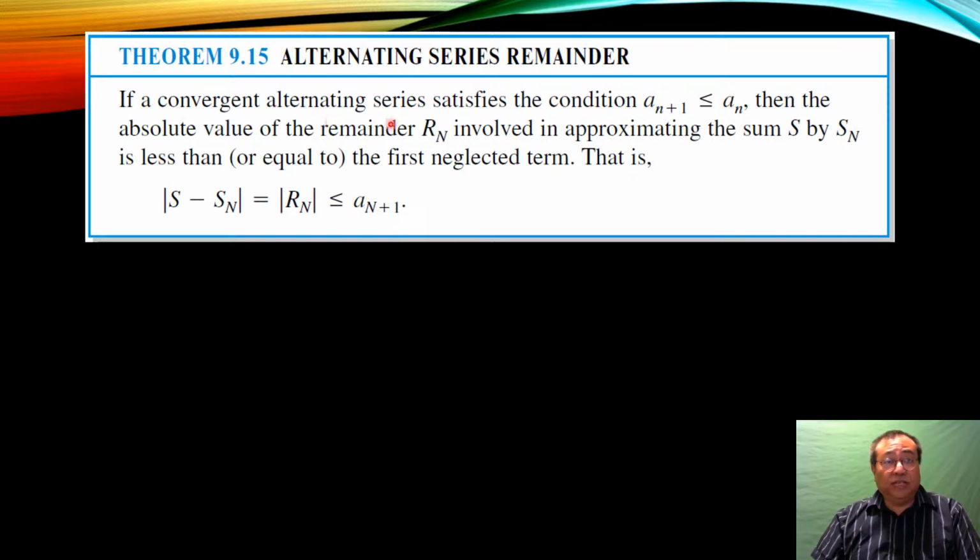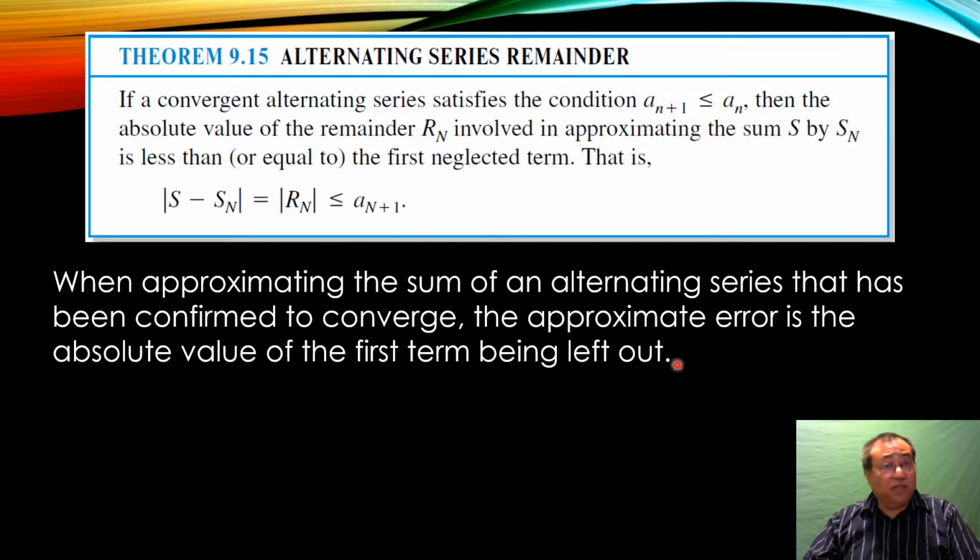If a convergent alternating series satisfies that condition, which it must, because the alternating series test requires this condition, then the absolute value of the remainder R_n, involved in approximating the sum S, where S is the actual sum of the series, by S_n, which uses n terms of the sequence to approximate the sum, is less than or equal to the first neglected term. So capital S is the actual sum, S sub n is an approximate sum. The difference between the two is less than or equal to the next item in the sequence, basically the first item which is not being used to approximate the sum.